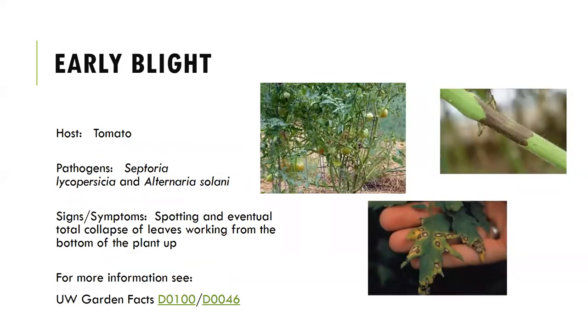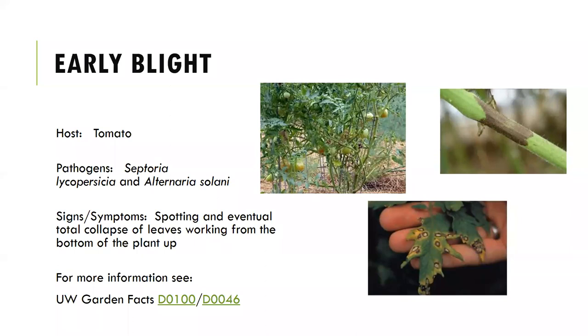Next, we move on to early blight. Early blight usually pops up ironically late in the season. This is a fungal disease caused by the Septoria and Alternaria pathogens, and they become active in wet and humid weather.